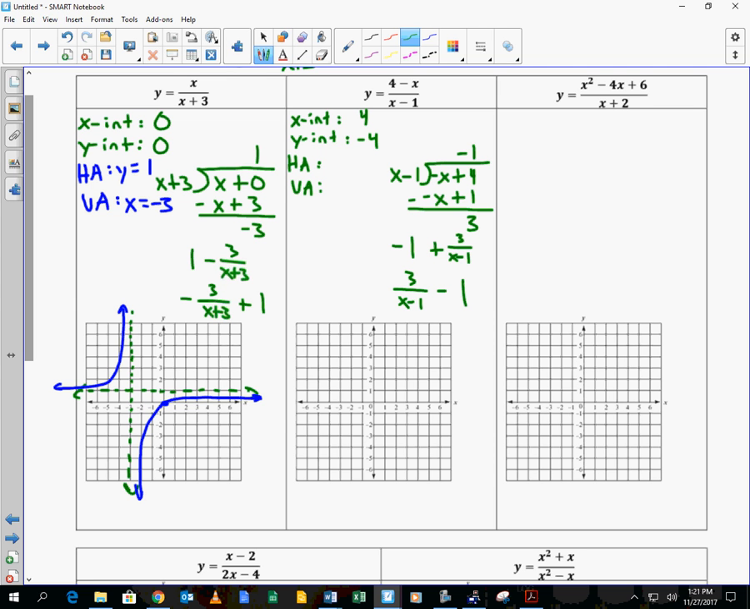Down 1, thank you. Right 1. Pass through positive 4 on the x-axis, negative 4 on the y-axis, a horizontal asymptote of y equals negative 1, a vertical asymptote of x equals positive 1, and the graph looks like this.